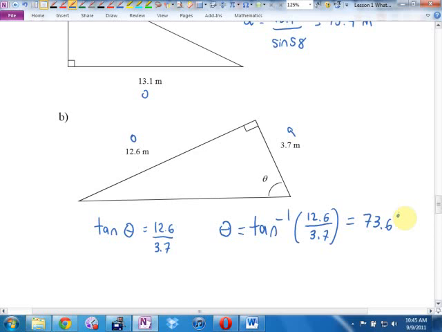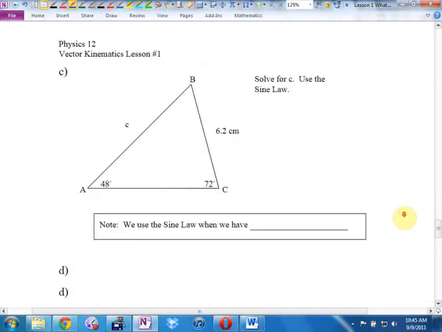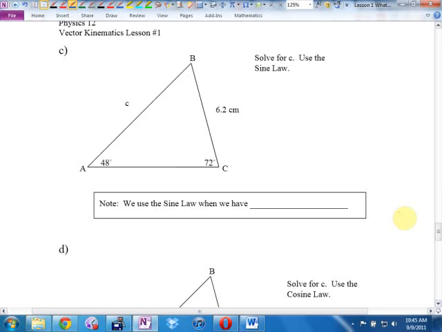There's right angle trig. Non-right angle trig is a bit trickier. Turn the page, or next page over. Nearly done, Brett. Take a look at C. Brett, my friend, is there a right angle in C? Then SOH CAH TOA, can't use it.